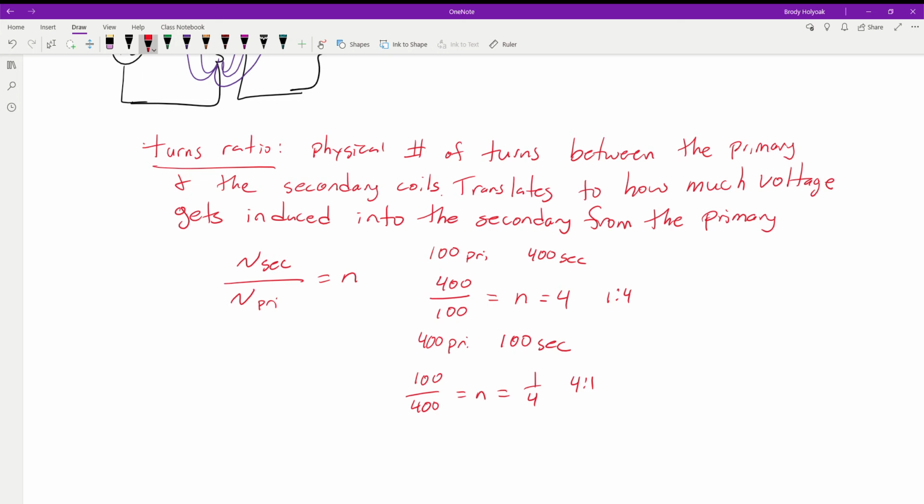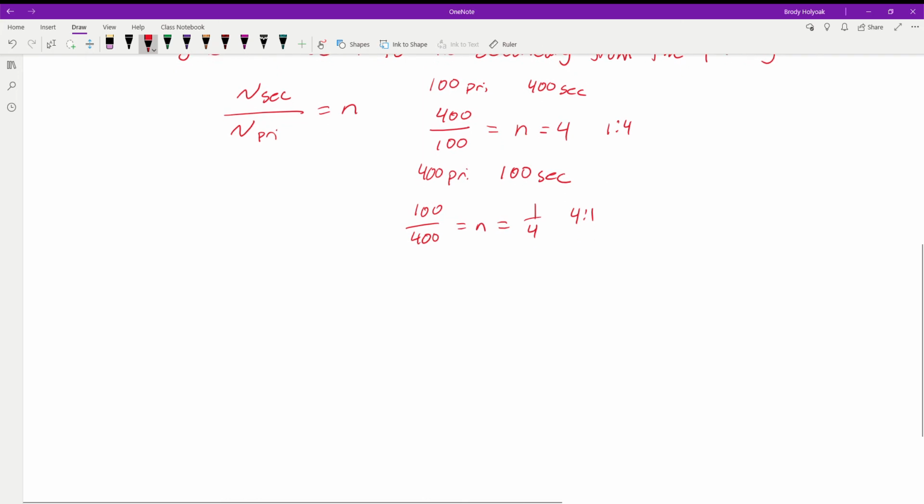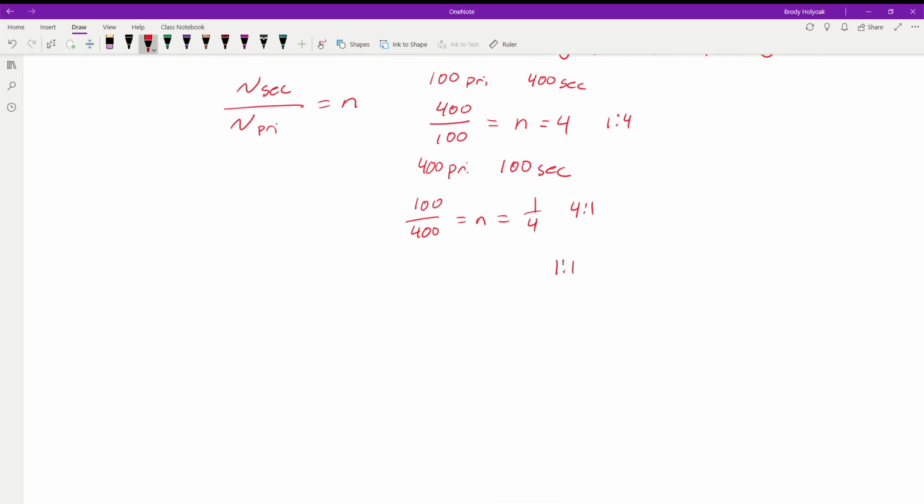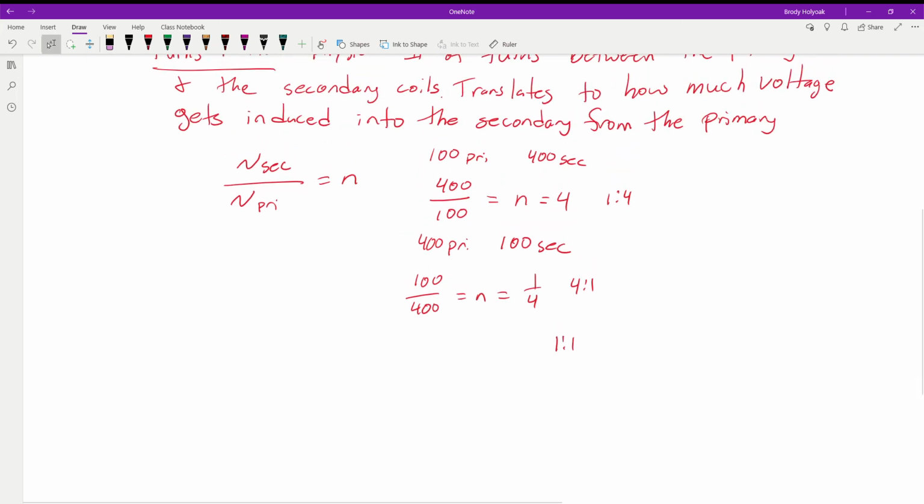There are different configurations that we can run based on these. But the biggest part here is our turns ratio: what is this ratio set up to be? Is it a step up transformer? Is it a step down transformer? Or is it a 1-to-1, which would be an isolation transformer, which we do have. So this is a step up. This one is a step down. And this is an isolation. So those are 3 different uses that we have for transformers.